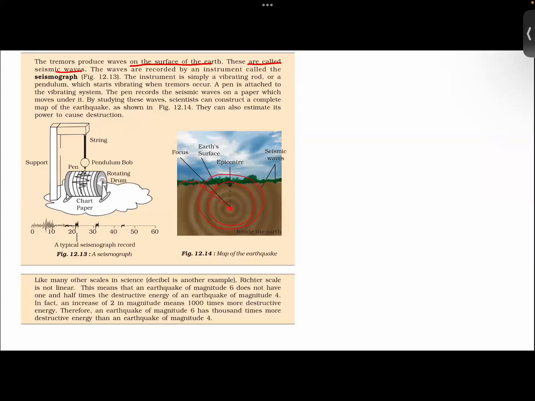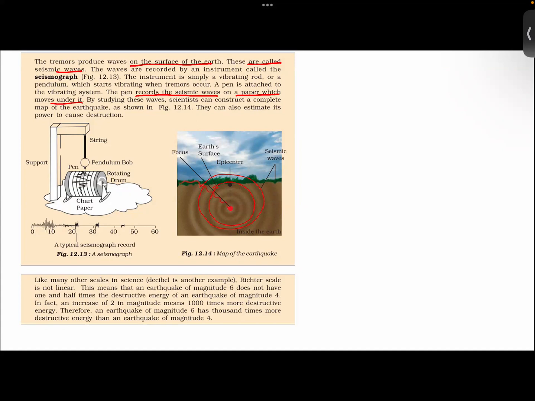These waves are recorded by an instrument, we know that is a seismograph. So what happens when the tremors occur? This pendulum draws graphs on this chart paper. The pen is recording the seismic wave on a paper which moves under it, right? So the working of a seismograph is quite simple. Did you guys get this one?